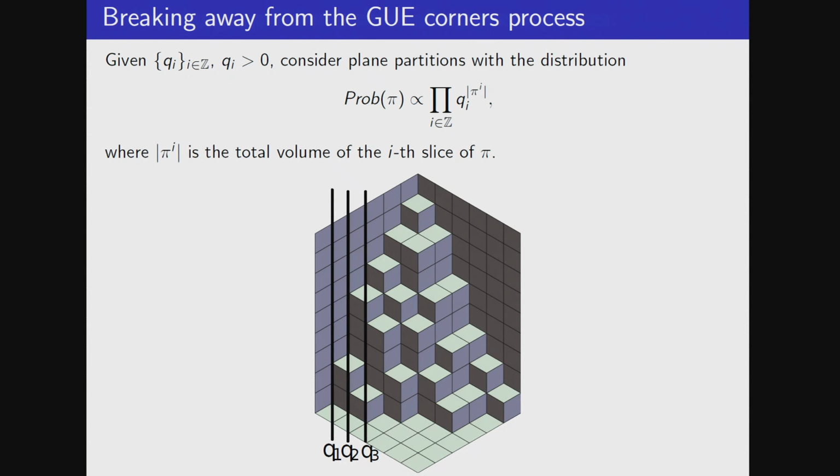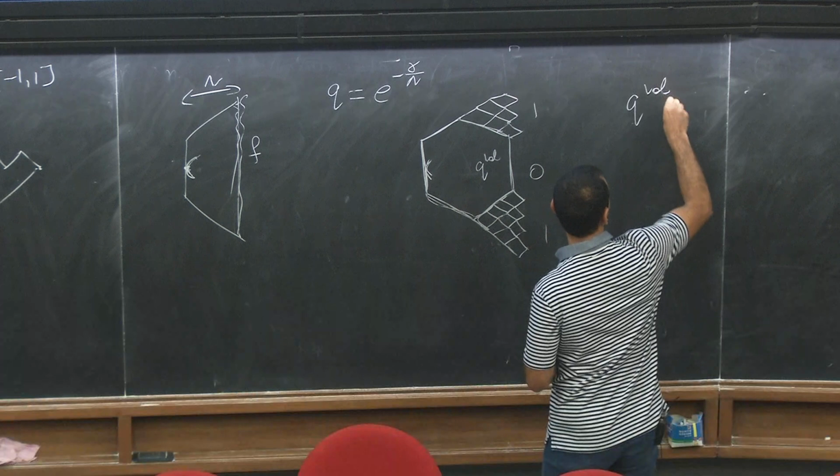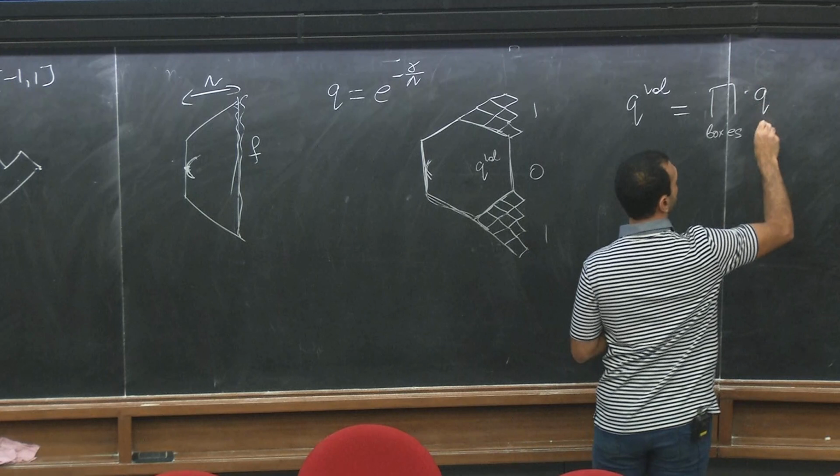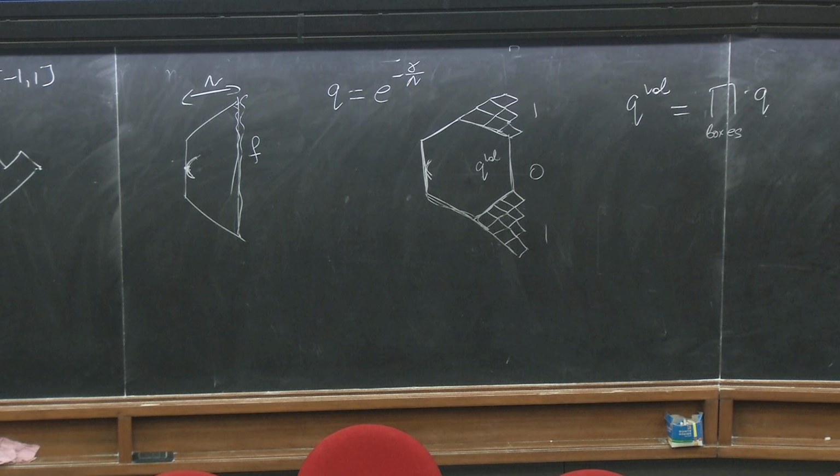Okay. So as I said, I'm going to look at slightly different measures. All the results that I mentioned so far were working with either the uniform measure or the q to the volume measure, and we were thinking about different boundary conditions. Now, what happens if you modify the measure? As I said, q to the volume you can think of as a product over all the boxes, with a weight q corresponding to each box. And up to now, all the boxes had the same weight. Now, it is natural to consider a regime where the weight of the box depends on its position.